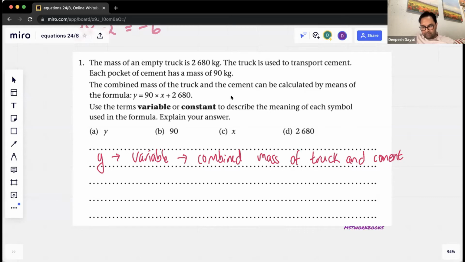Okay, who wants to give a try with 90? What is 90? Is 90 a variable or is it a constant? It's a constant, sir. And what does it represent? It represents the mass of the cement. The mass of what cement? The whole cement, everything? No, sir. Of each pocket, sir. Yes, so it's the mass of each pocket of cement, right? Yes, sir.